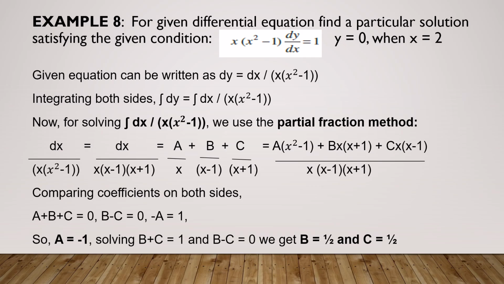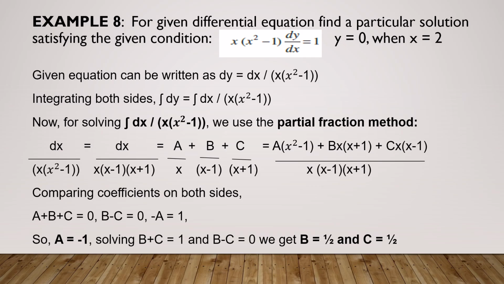A upon x plus b upon x minus 1 plus c upon x plus 1. That means when you take the LCM, it will be a into x minus 1 into x plus 1, that is a into x square minus 1, plus b into x plus 1 plus c into x minus 1. So what was the partial fraction method? You compare the coefficients of all the terms on both the sides.